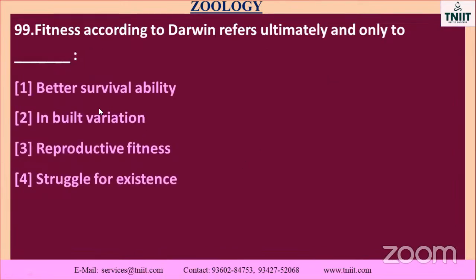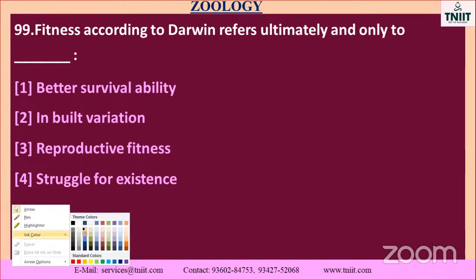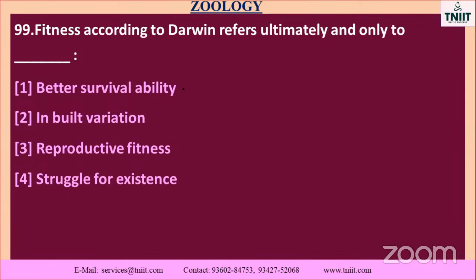And then fitness, according to Darwin, refers ultimately and only to fitness. What is the meaning of fitness? Which area, locality? A better survival ability? No. Inbuilt variation? No. Particularly, fitness is related to reproduction, reproductive fitness only. They have given fitness also here. Struggle for existence, it will not be like that. So the third option is the correct answer.